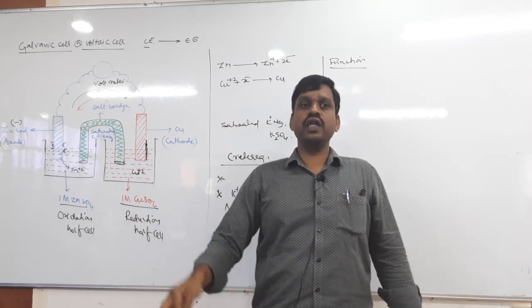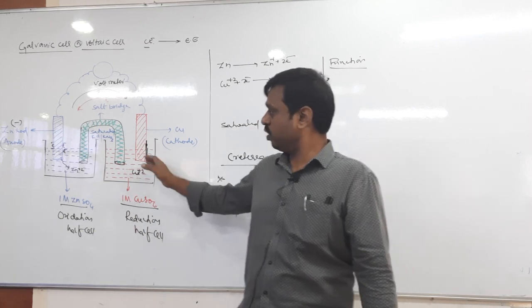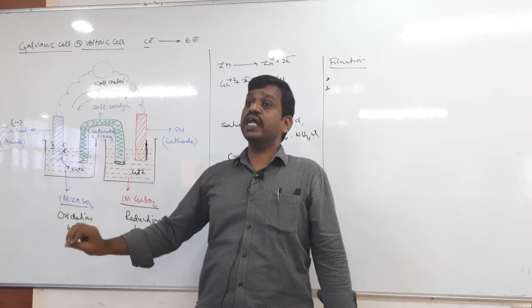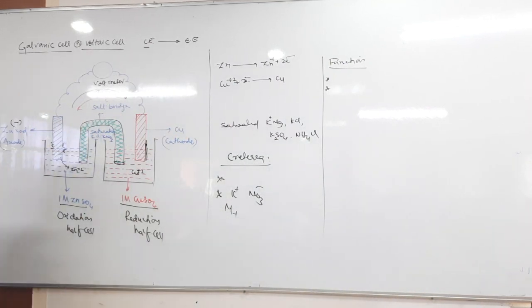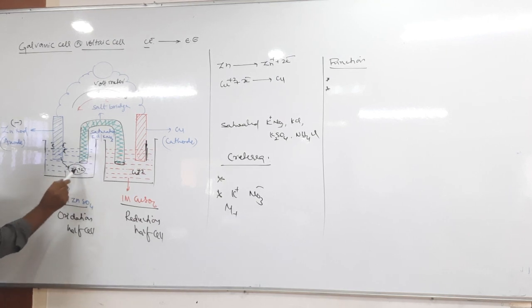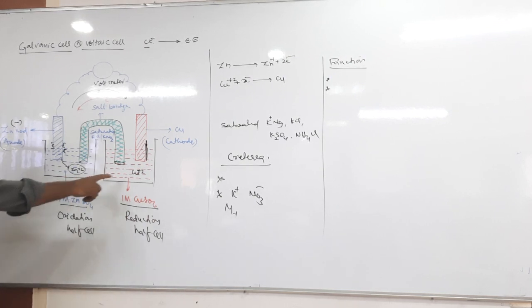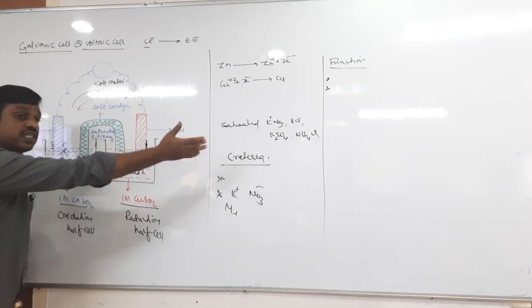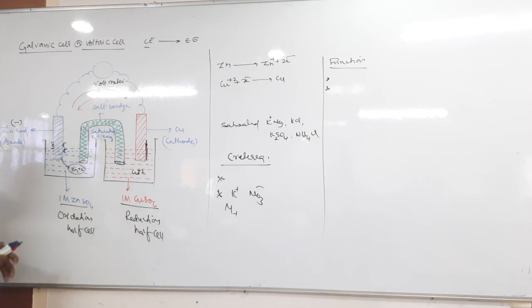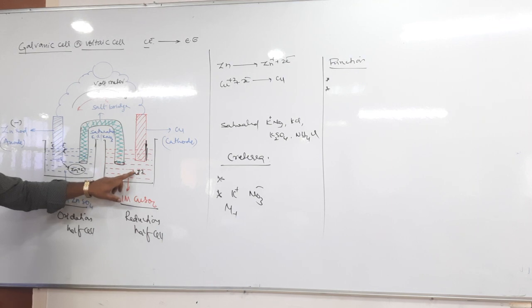It maintains the electrical neutrality. So this salt bridge also maintains the electrical neutrality. What is the meaning of electrical neutrality? See, as the reaction proceeds, what happens? The Zn2+ ions are increasing now. Zn2+ ion concentration increases. It means cations increase. Here, as the reaction proceeds, cations decrease, and anions increase. Here the concentration of cation increases. Here the concentration of anion increases.